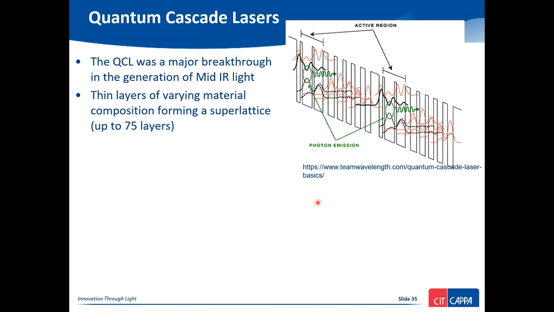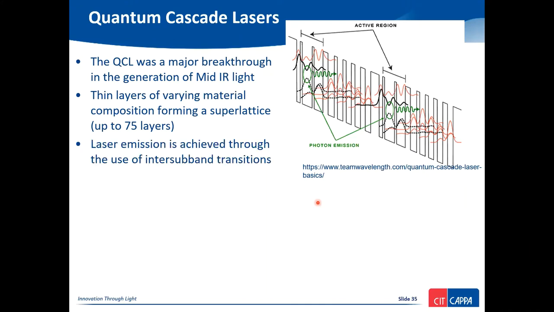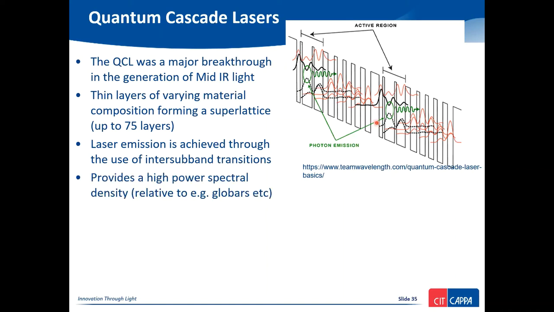The quantum cascade laser is one of the key enablers for laser absorption spectroscopy. It was a major breakthrough, which involves the electron moving through a material, basically a superlattice of layers, and the photon is emitted as the electron makes an interband transition, and then it cascades through the structure, hence the name. This gives a very high power spectral density, much higher than, say, the Globar, that tungsten carbide, or that silicon carbide source mentioned previously.